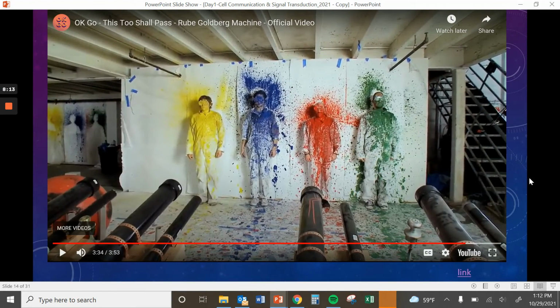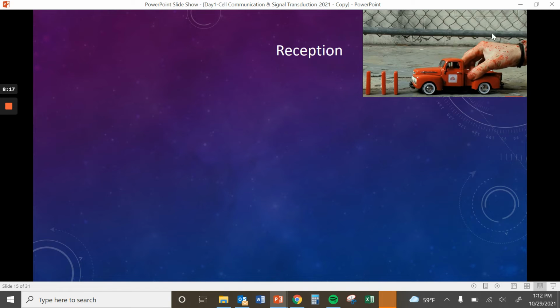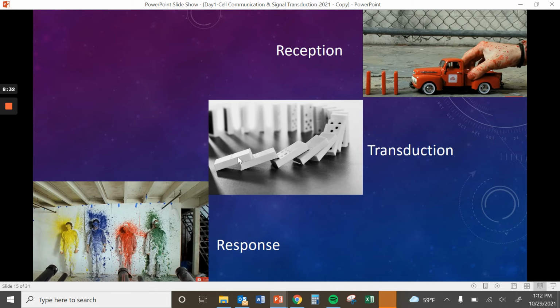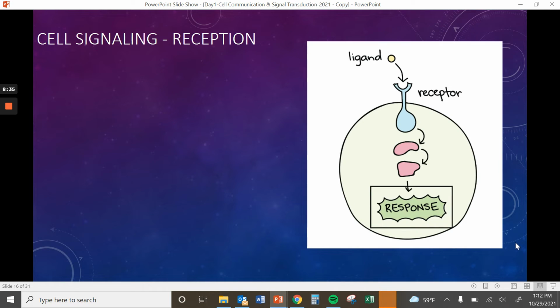Okay, so the cells communicate in similar ways. We have our reception. In this case, it was that little truck that was making the first movement. Then we have our transduction, where that signal keeps moving, and it's going to actually get bigger and bigger and bigger of a signal. And then we have some sort of response, and in this case, it was the paint being sprayed.